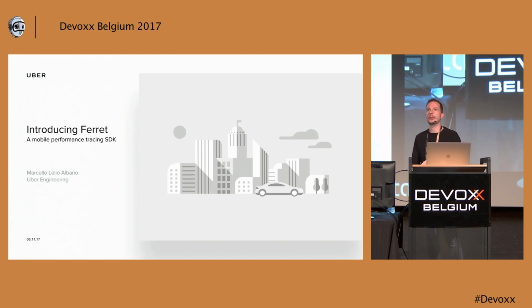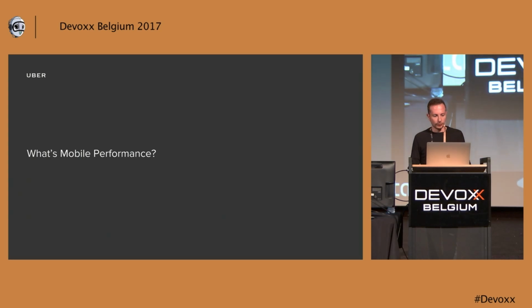I'm a software engineer at Uber, and today we're going to talk about something we did during the last year to tackle the problem of mobile performance at Uber, and what mobile performance means at the scale of Uber. And so, the first thing I want to ask is: what's mobile performance?